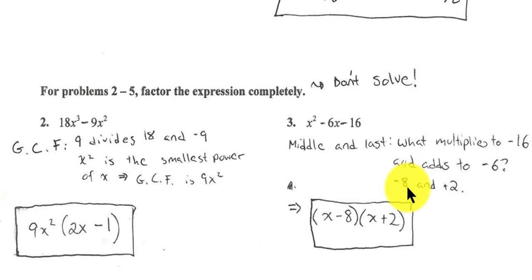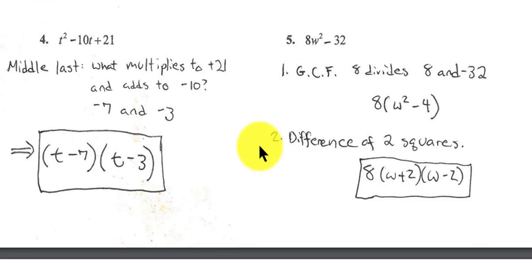But if I look at negative 8 and positive 2, if I multiply negative 8 times 2, that results in negative 16. When I add negative 8 and 2, I get negative 6. So what 2 numbers when multiplied result in the last term? Negative 8 times 2 is negative 16. But when I add those same 2 numbers together, I get the middle term. Negative 8 plus 2 is negative 6. So negative 8 and 2 are my answers. Right? So you're going to say x minus 8, x plus 2. Okay? If you were to use FOIL here, you'd end up right where you started with this x squared minus 6x minus 16.